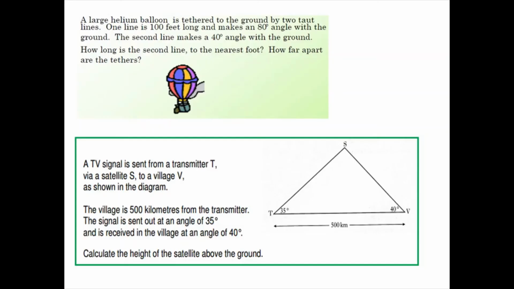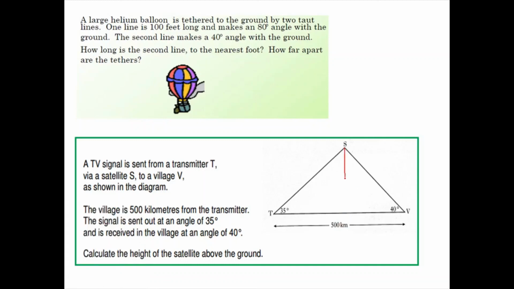Okay, so the final activity for this lesson is for you to have a go at these two questions. The first one describes a balloon being tethered to the ground by two lines. So it's similar to the bird example from earlier on in the video. The second question is about a TV signal from a transmitter T, satellite, and V. The question's ultimately asking you to work out the height of the satellite above the ground. So they want you to know that height. It's similar actually to the question we just looked at.